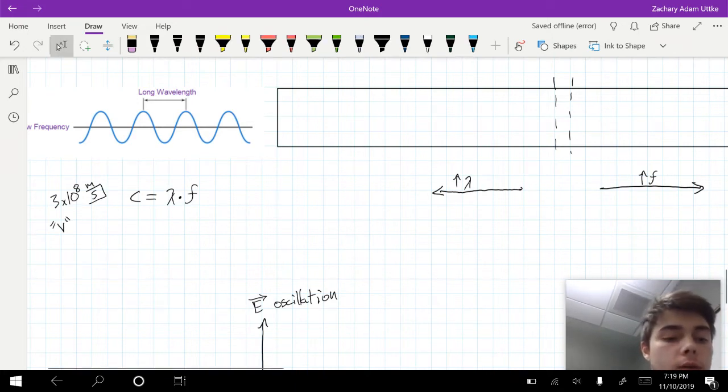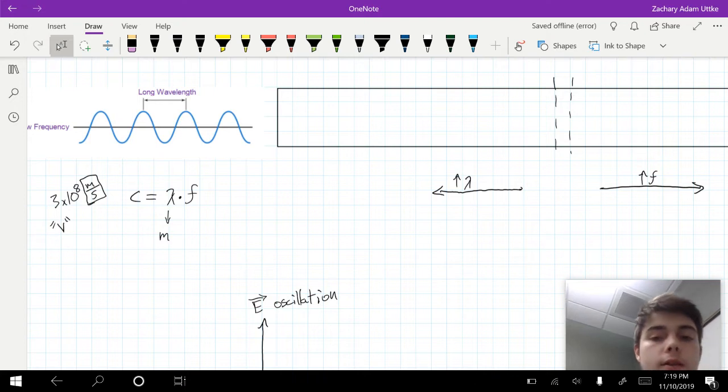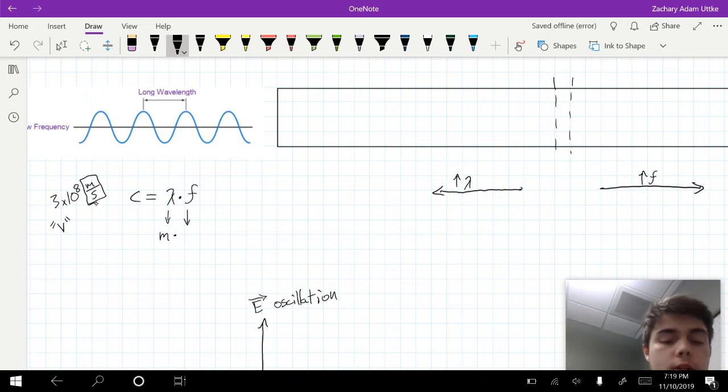Importantly, we have it in meters per second. Our wavelength, the length, is going to be measured in meters, and our frequency is in hertz or inverse seconds. So that's where we get meters per second from.